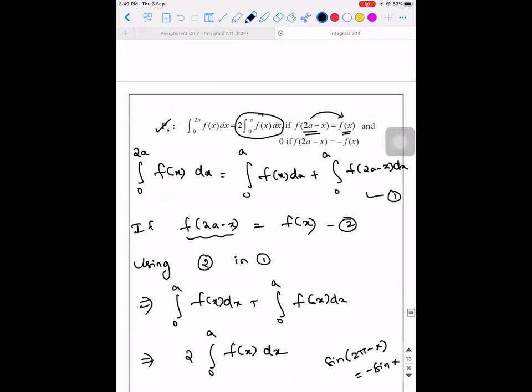Siddharth, by the way, did you say even function? Something? Yes, sir. Okay. So that's a wrong assumption. That's not the thing.